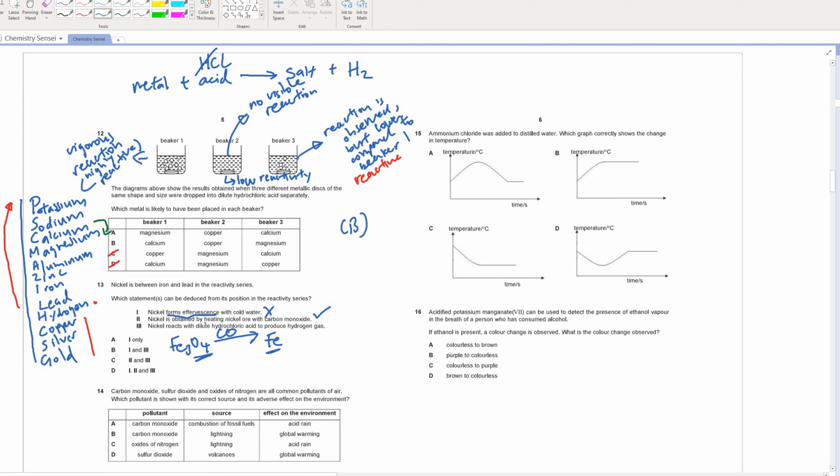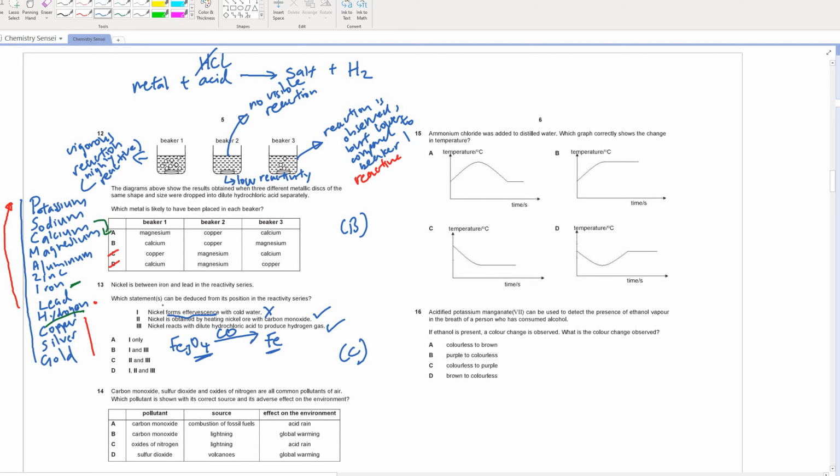Next, option 3. Nickel reacts with dilute hydrochloric acid to produce hydrogen gas. Yes, this is true because nickel is found over here, so it is more reactive than hydrogen. The statement 3 is correct. Therefore, the correct answer is option C.